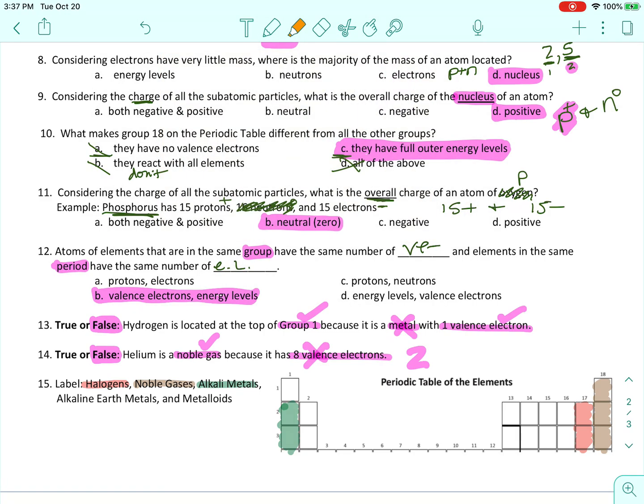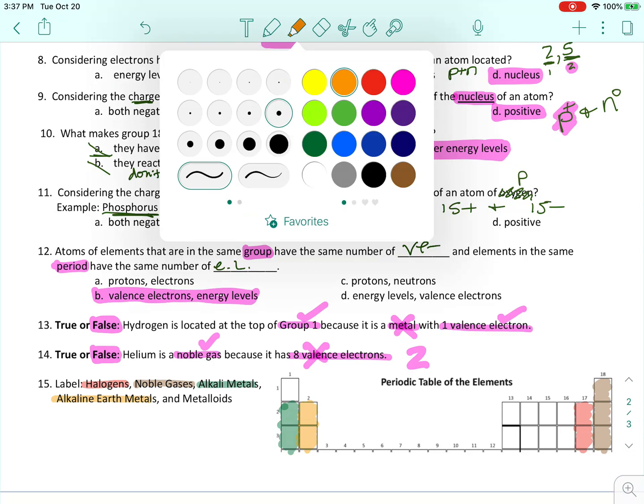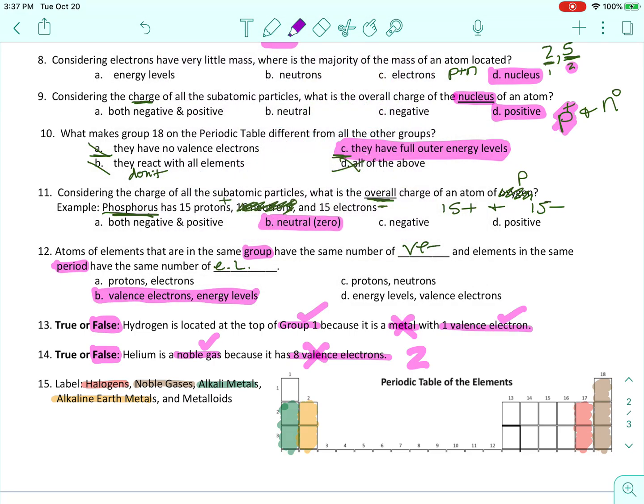The alkaline earth metals, those are orange on our periodic table. That's group 2. And the metalloids, those are purple, so I'll use purple as well. That's boron and silicon. And being able to use your periodic table for that, number 15 should be definitely pretty easy now. You should have all of those labeled and colored on your periodic table.